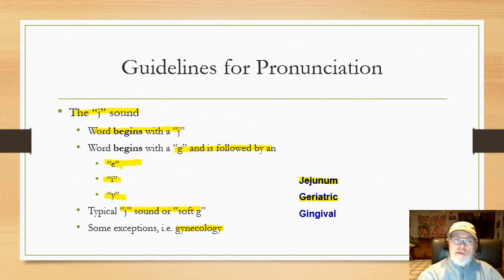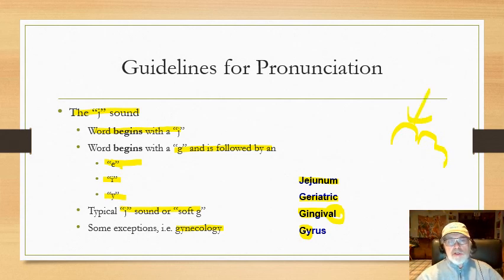Here's a G followed by an I. Gingival. Gingival means pertaining to the gums. Gingiva are the gums, so gingival, with the AL, means pertaining to the gums. This one right here, gyrus. Here's a G followed by a Y. That's gyrus. If you look at the brain, it has all these lumps and these little creases. Each of these creases right here is called a gyrus.